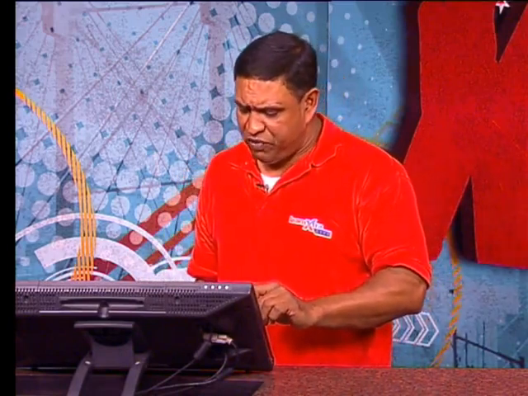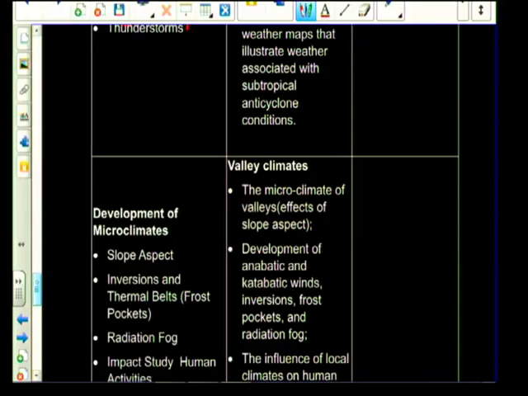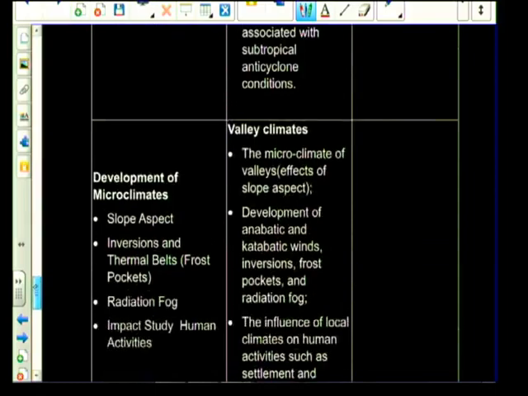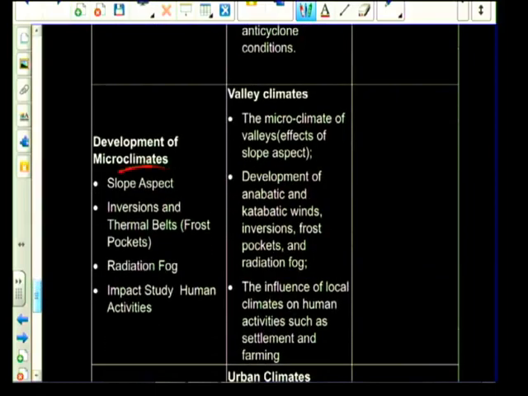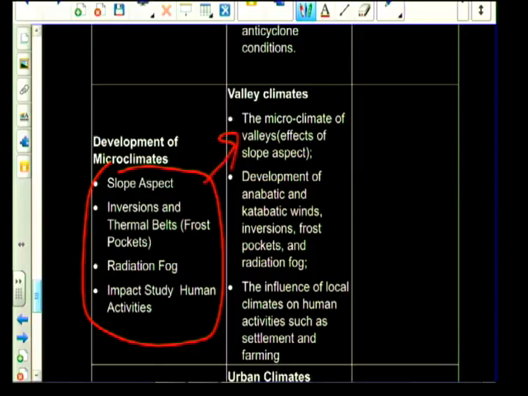Okay, then your valley climates, which includes all the sections of radiation fog, and also your thermal belts, your inversions, all is found in here, in the new curriculum. Of course, remember, I emphasize the anabatic and the katabatic winds that are there. All right?